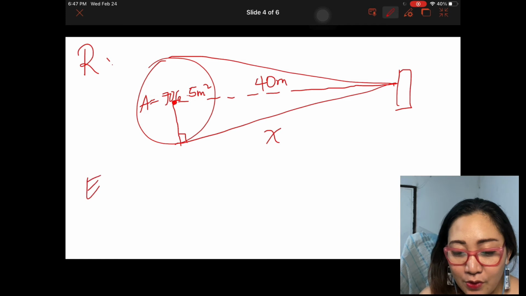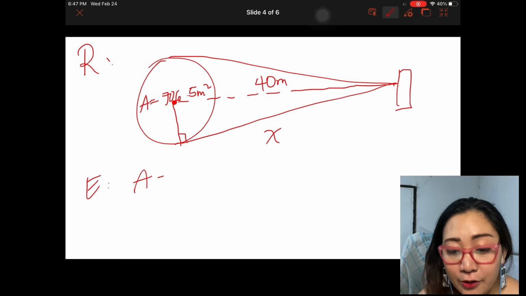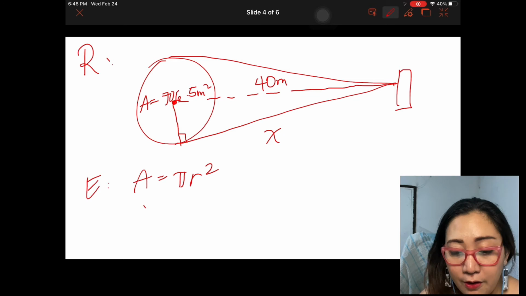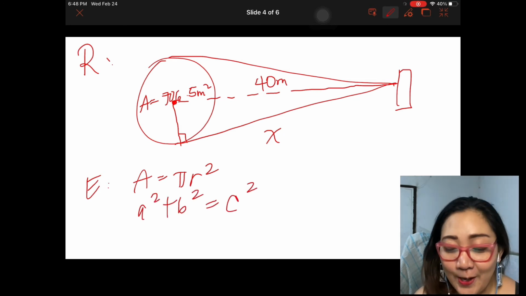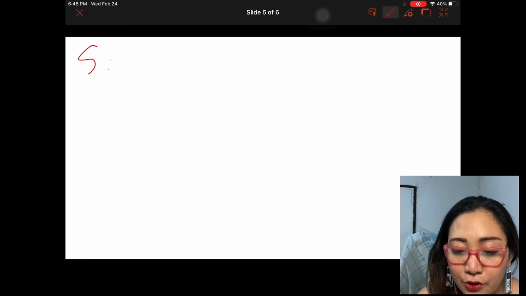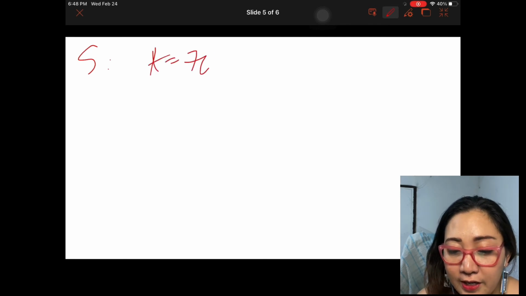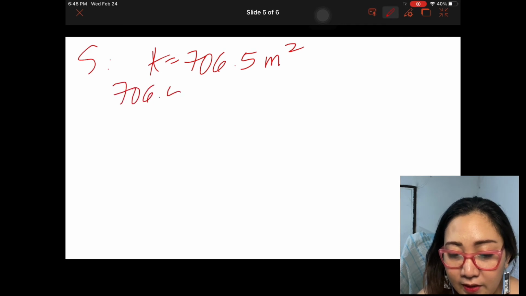Okay? So, what equations will we use? So, syempre, kailangan natin yung equation ng area ng circle, which is pi r squared. And then, we also need the Pythagorean theorem, which is a squared plus b squared is equal to c squared. Okay? Now, after E, pupunta na tayo sa S, sa ating mahiwagang solution. So, first, we need to solve for the radius. Given that your area is 706.5 square meters, okay, that is going to be equal to pi r squared.